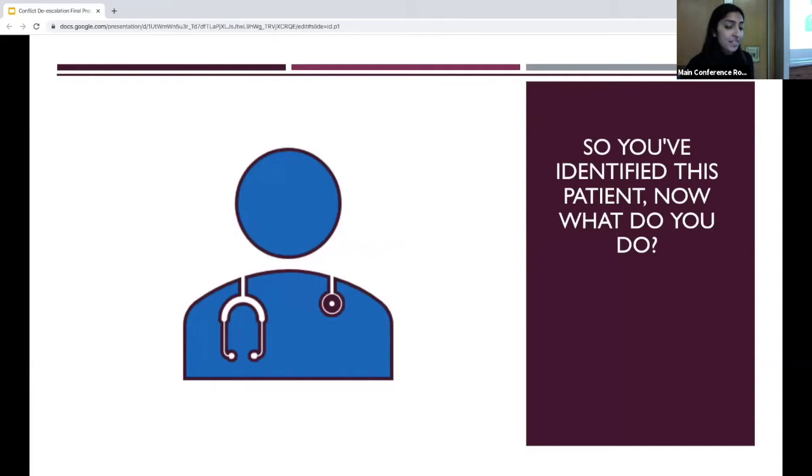So now that we've identified this patient, what do we do? In 2012, a paper came out that described verbal de-escalation in the agitated patient. It was a consensus statement of the American Association for Emergency Psychiatry and the Project BETA De-escalation Workgroup. They describe 10 domains of de-escalation, which have gone into practice in many clinical areas, and we're going to go in and talk about them right now.